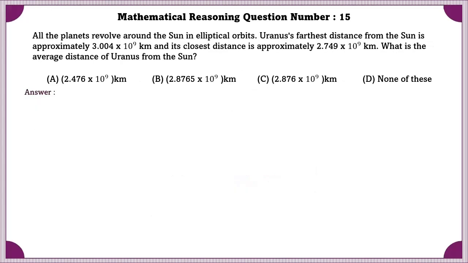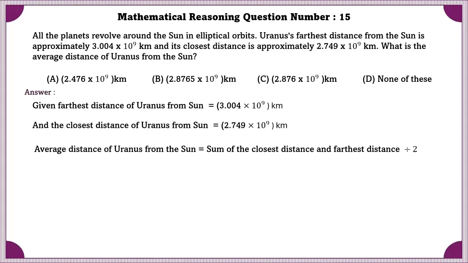Mathematical reasoning question number 15. All the planets revolve around the sun in an elliptical orbit. Uranus's farthest distance from the sun is approximately 3.004 into 10 to the power 9 kilometers, and its closest distance is approximately 2.749 into 10 to the power 9 kilometers. What is the average distance of Uranus from the sun?